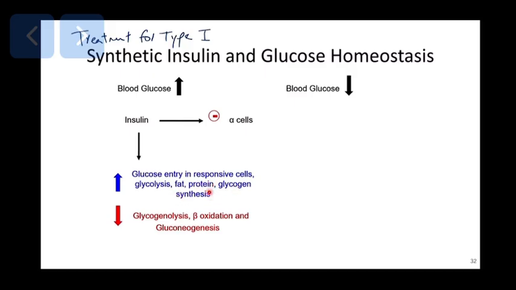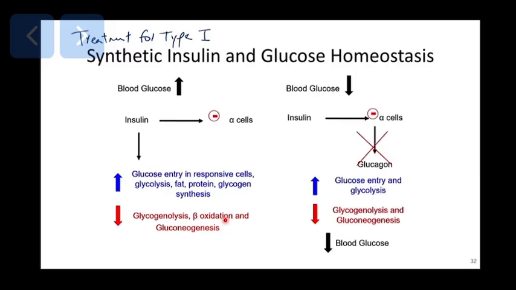It's also going to turn off your alpha cells. Alpha cells were the ones that were secreting glucagon. And we're also going to turn off our catabolic pathways: our glycogen breakdown, our beta oxidation, as well as our gluconeogenesis, because we don't need to make any more glucose.